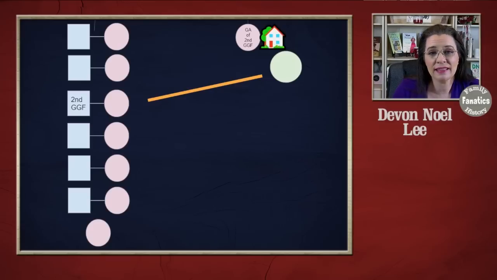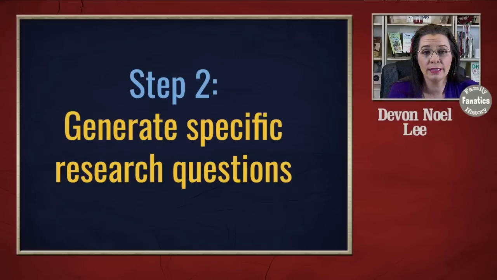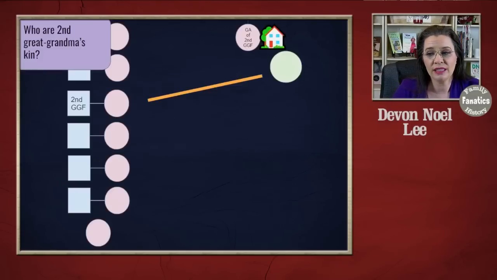So the next step we're going to do is we're going to generate some specific research questions. Now, the overall research question is, are these 2 women the same? But just like any major goal needs to be broken down to smaller goals so that you can actually resolve them, that's the same thing here. We need to develop specific research questions to tackle the major research question.